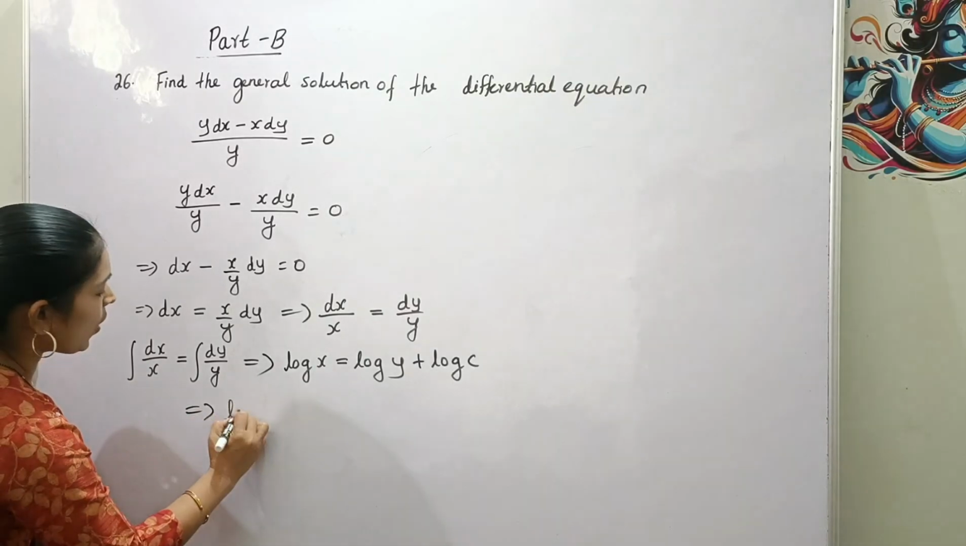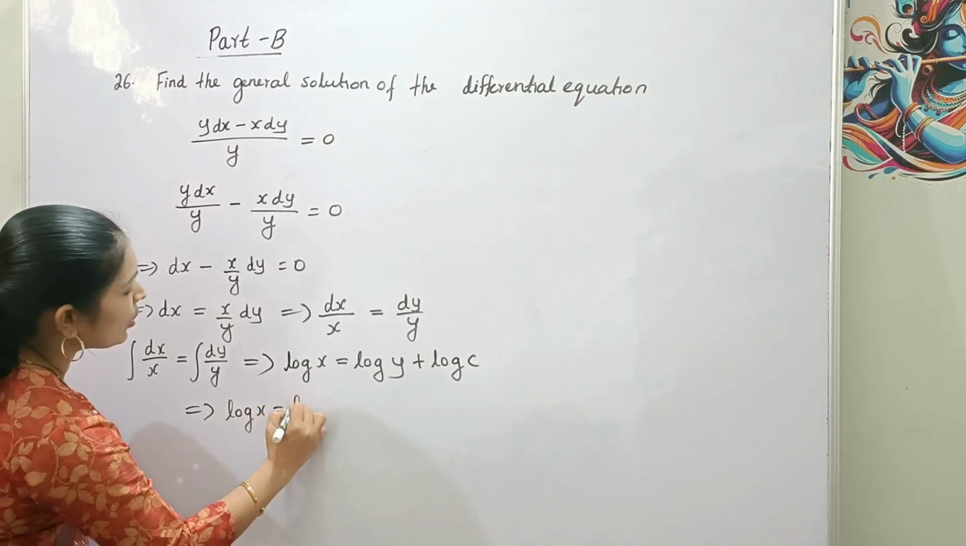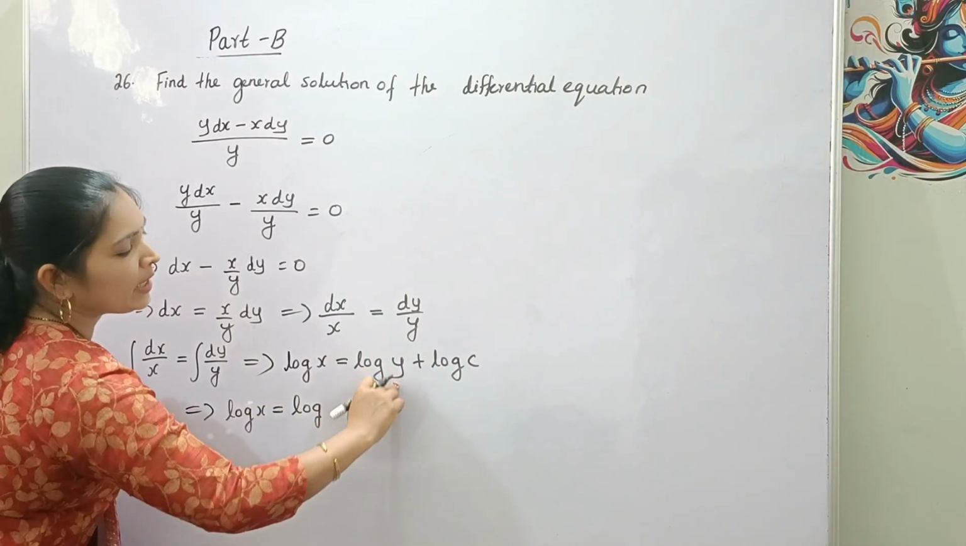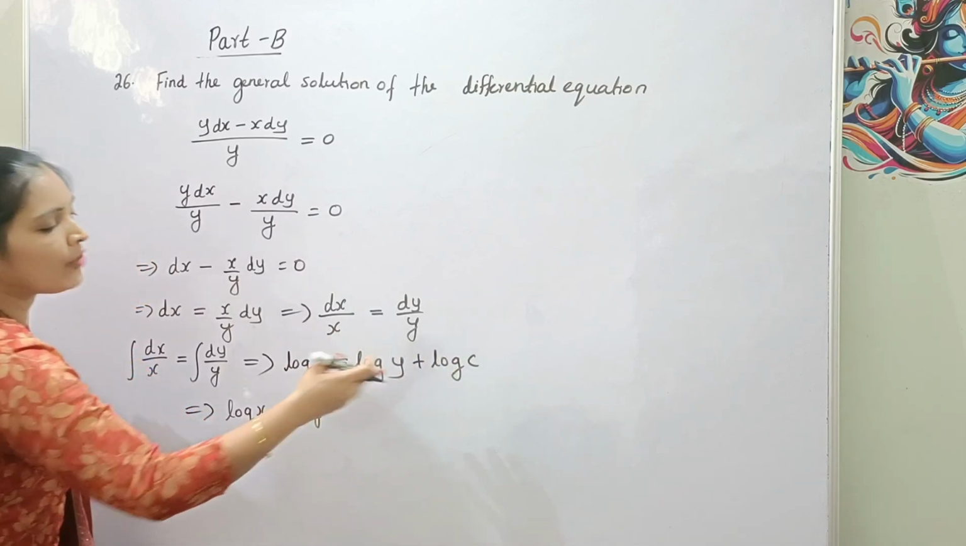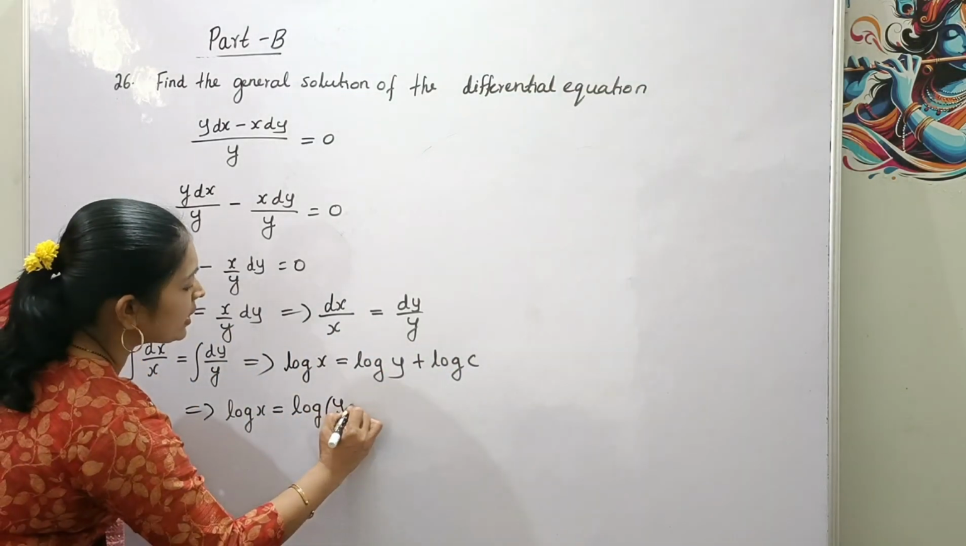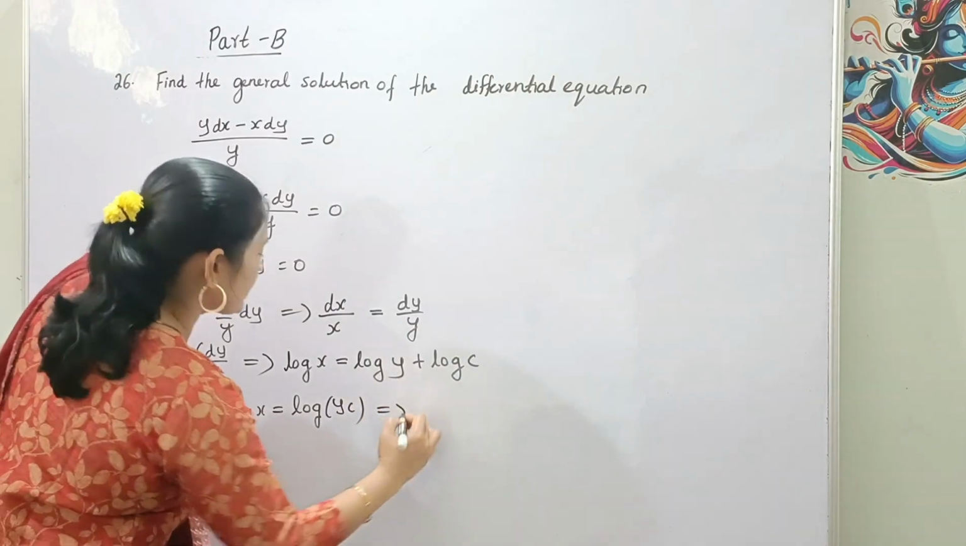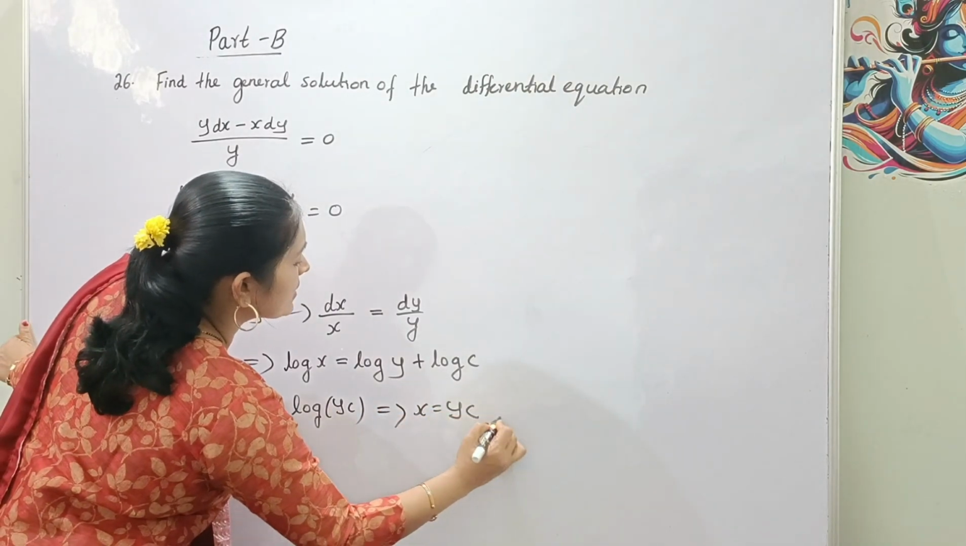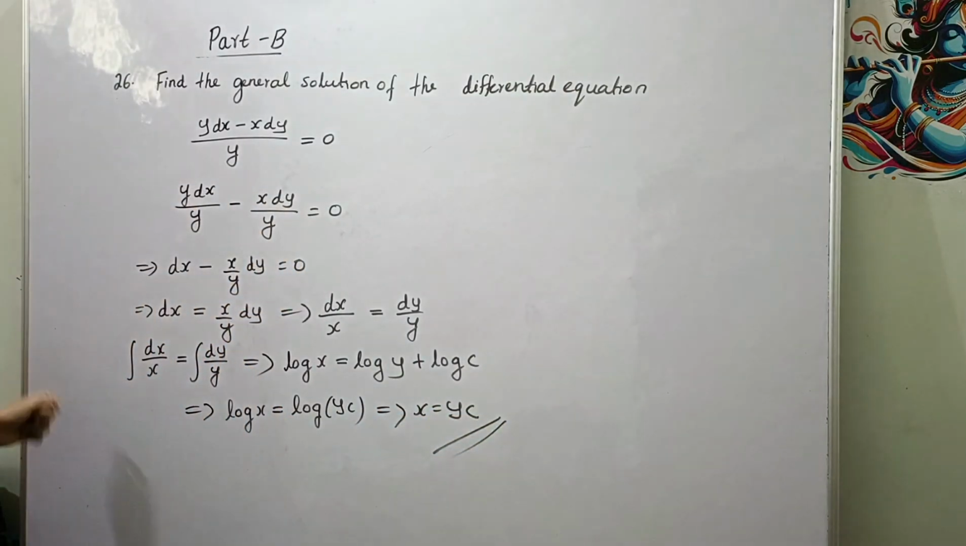That implies log x is equal to log y plus log c. It is of the form log x plus log y, that is log of x into y. So log of y into c. That implies x is equal to yc. It is the general solution.